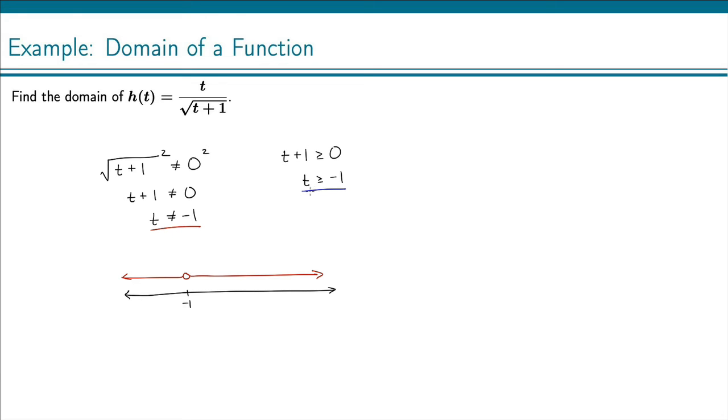The other rule, that t has to be greater than or equal to negative 1, means that I could be negative 1, that would be filled in there, and t can be greater than that, so I could go to the right. Okay, and when I find the domain of this function, I need the overlap. I need every rule represented, every color represented.